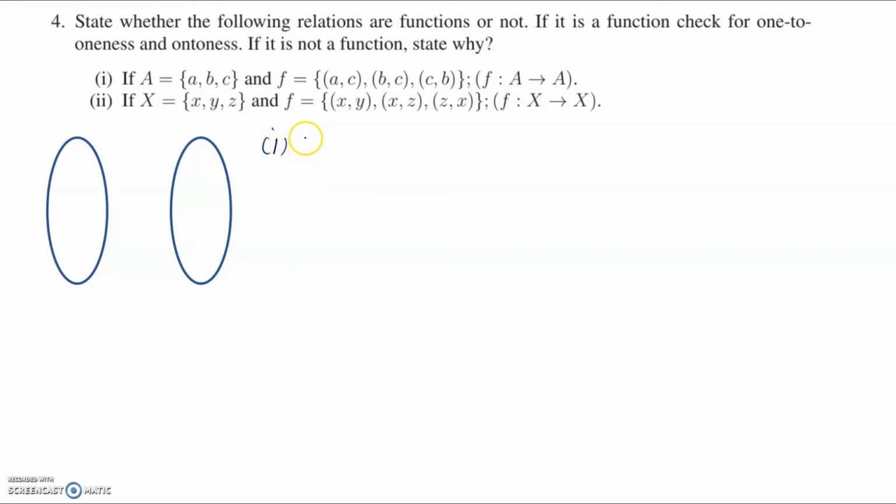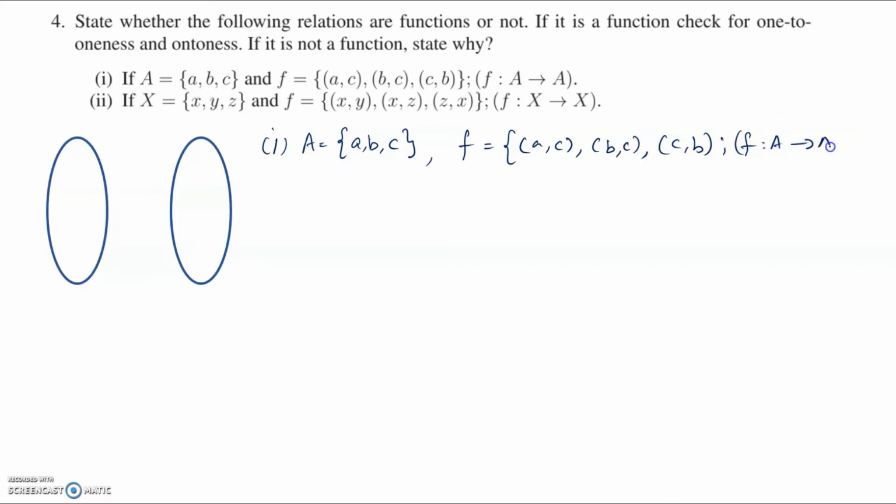Given to you, A is equal to {a, b, c}, and the function f has (a, c), (b, c), (c, b), such that f maps from A to A. So you have here set A mapping to set A, and in set A you have a, b, c; a, b, c. Now let's look here.